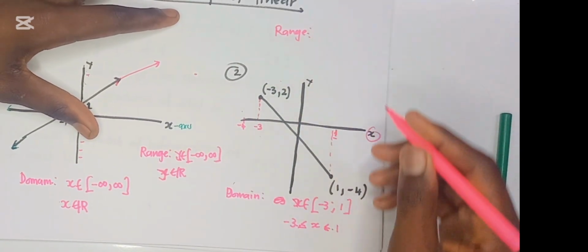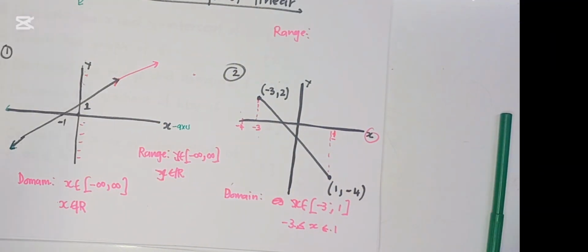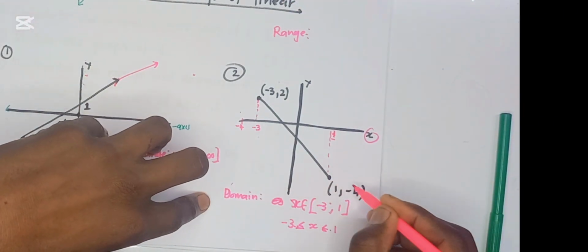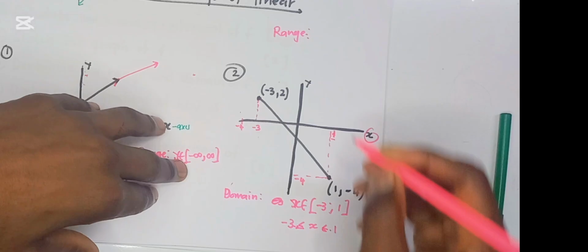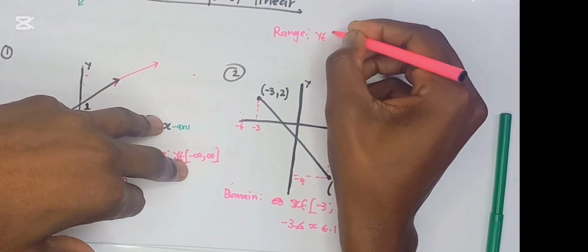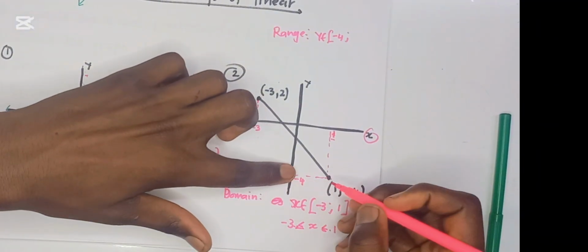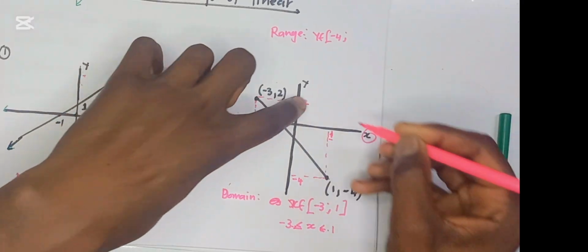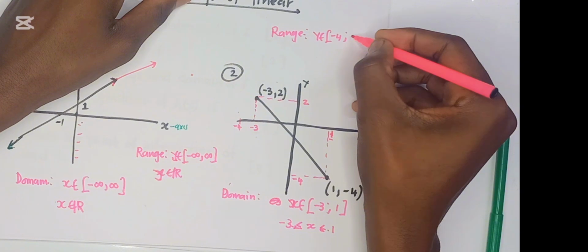So what about the range of this kind of graph? Remember, when we talk about the range, we talk about the y-axis. And whenever we gauge this, we start on the negative side. So the negative side here is -4. So this graph starts from where? It's a y element from -4. Where does it end? If you go on the y-axis here, it ends on the y value of 2. It starts from -4 to 2.